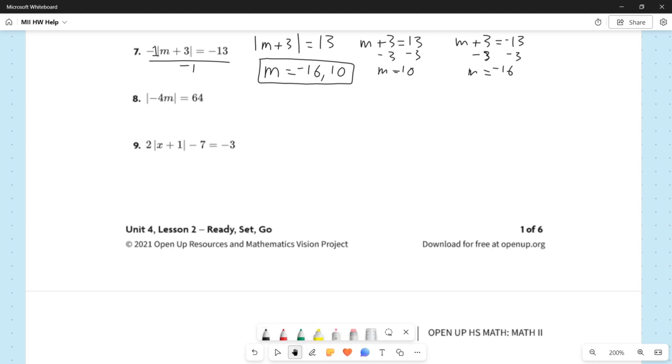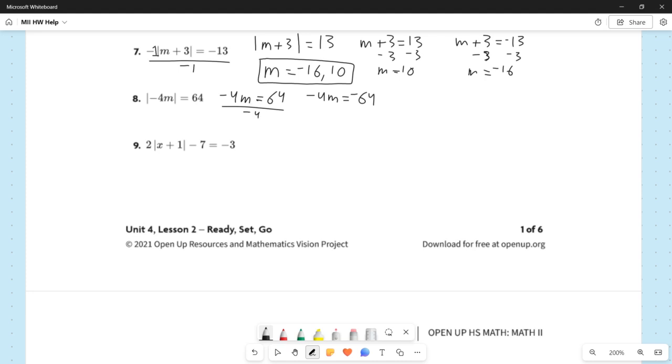Number 8. For number 8, my absolute value is already isolated, so I can now jump to accounting for the two possible scenarios. The thing inside the absolute value, which is negative 4m, that could be positive 64. It's also possible that the thing inside the absolute value, negative 4m, could also be negative 64. Because in both cases, when I take the absolute value, the result is positive 64.